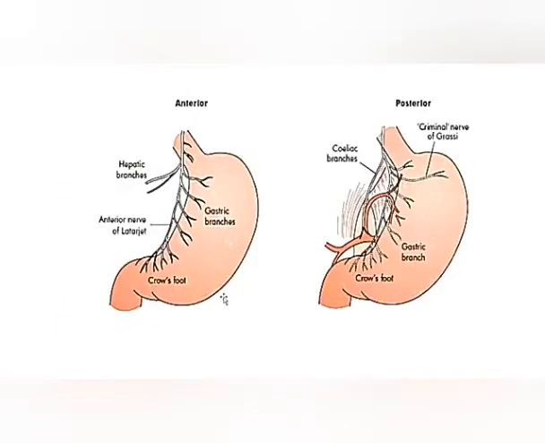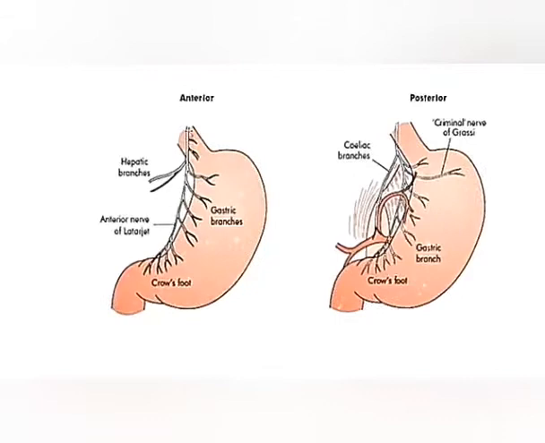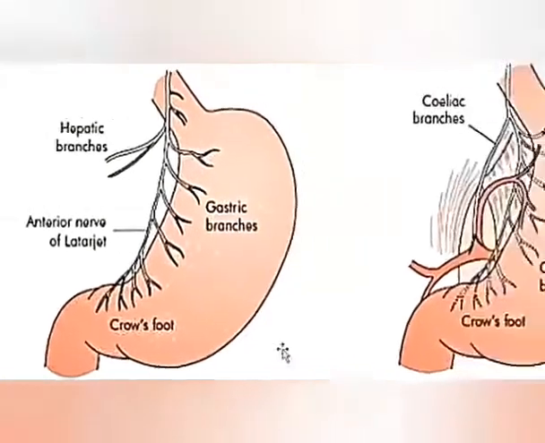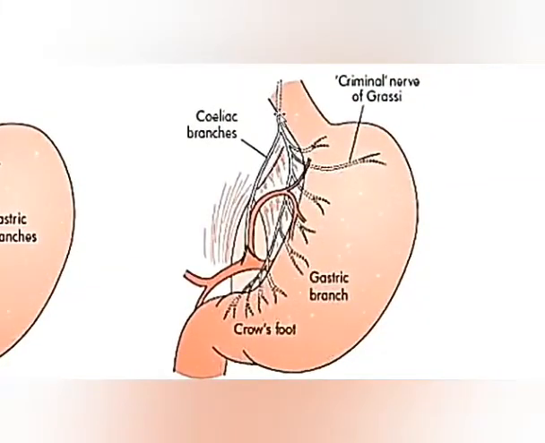Coming to the anterior vagus, it comes down. The left vagus or the anterior vagus comes down and gives hepatic branches, and after that it continues to the body of the stomach, giving the anterior nerves of Latarjet, ending with gastric branches and the crow's foot at the antrum. Now coming to the posterior vagus, it again comes down from the esophagus.